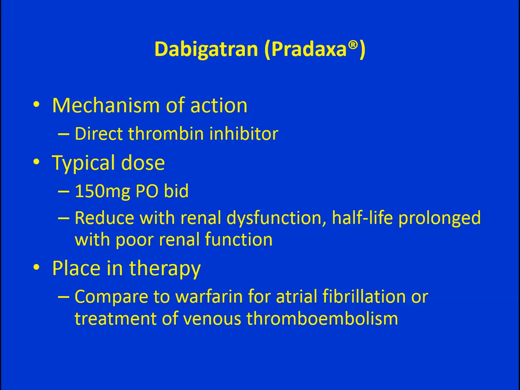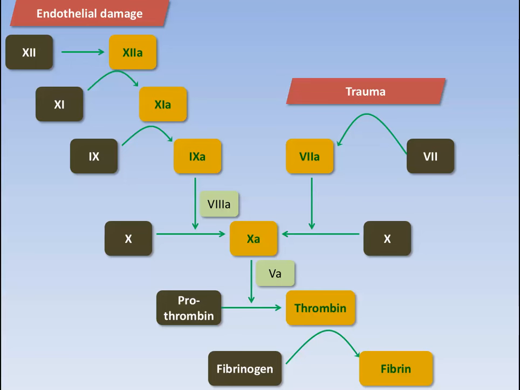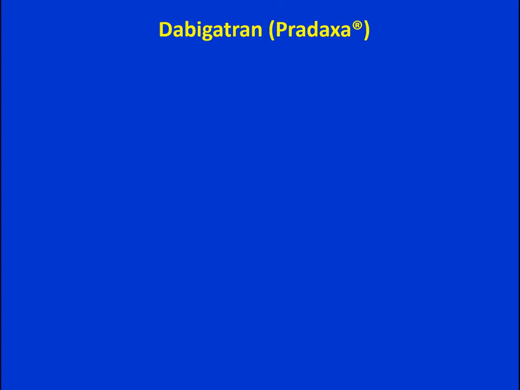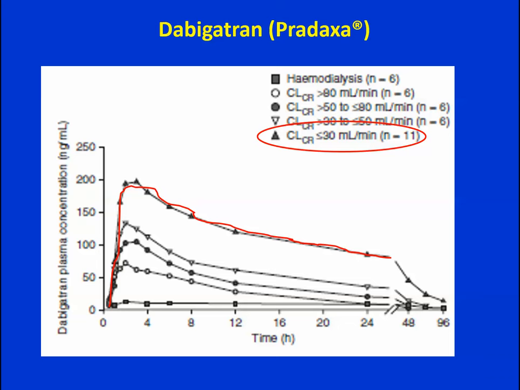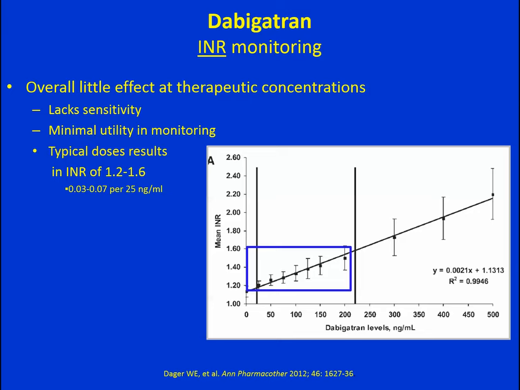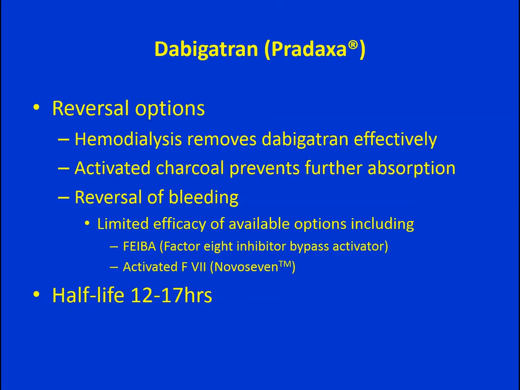The first is dabigatran, the direct thrombin inhibitor. This shows the usual dose, which must be modified in patients with renal insufficiency. This talks about dosing. And monitoring. And reversal options.